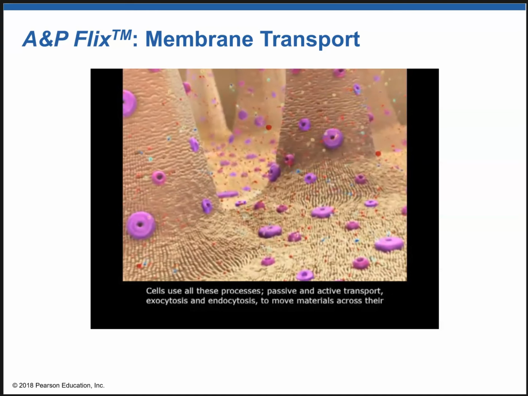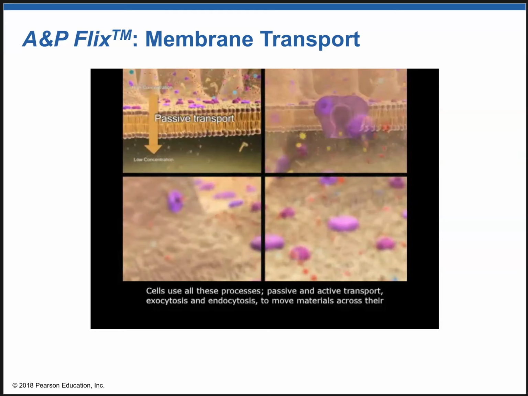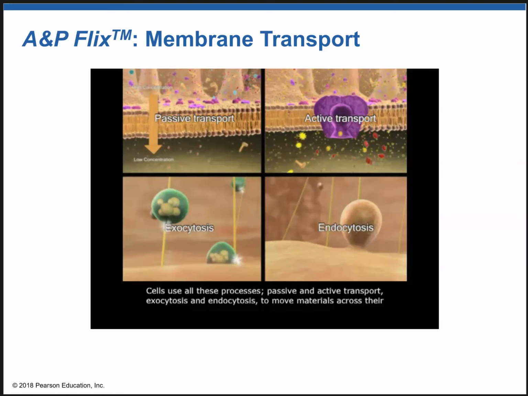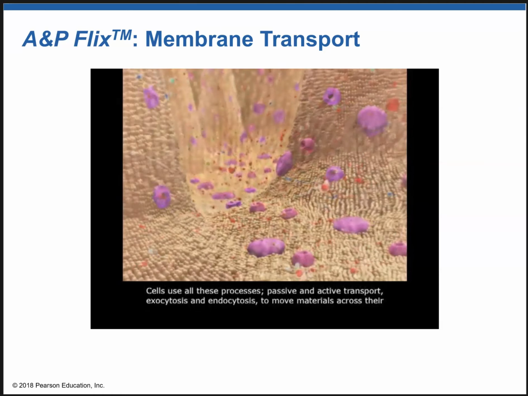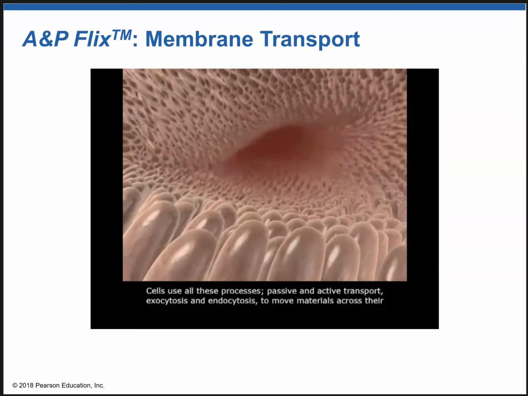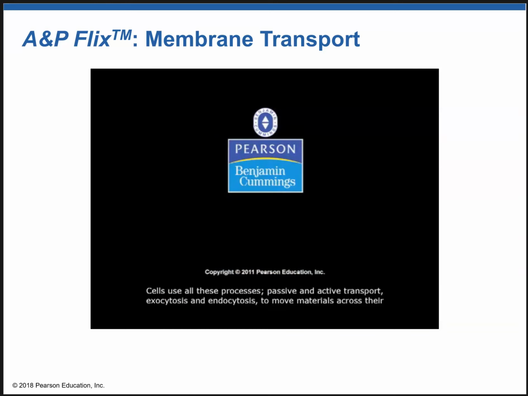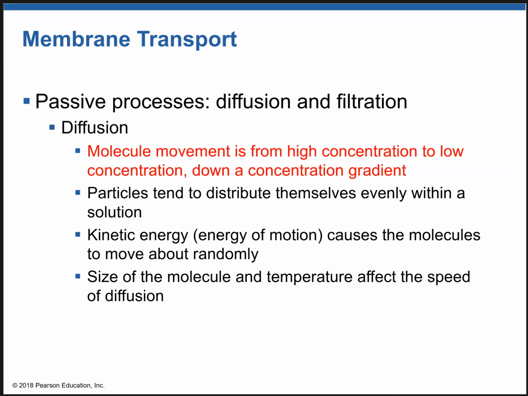Cells use all these processes, passive and active transport, exocytosis and endocytosis, to move materials across their membranes. So that video gave you an overview of membrane transport. If you would like to look at the video again, it should be a part of your lecture notes. So let's look at all these transport mechanisms individually.